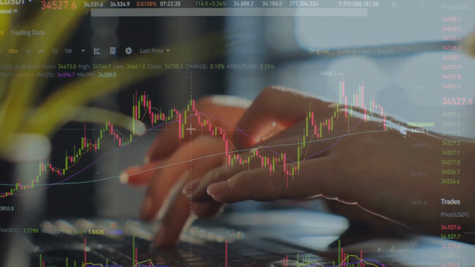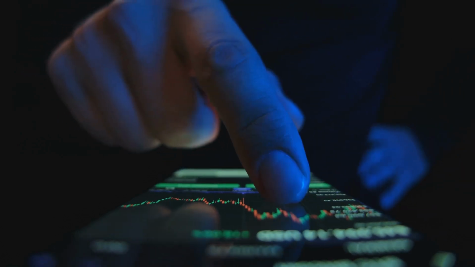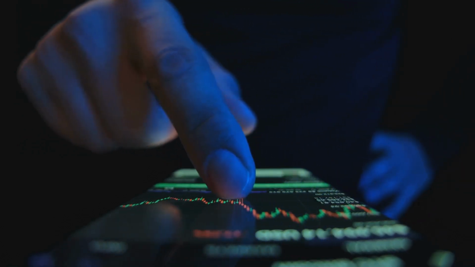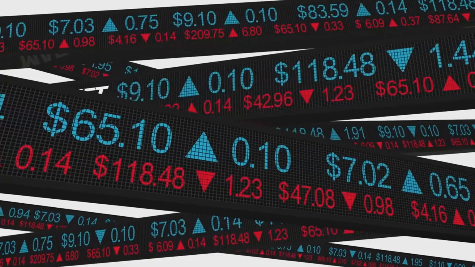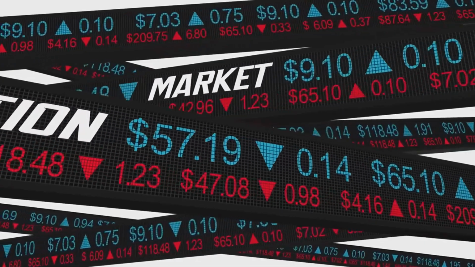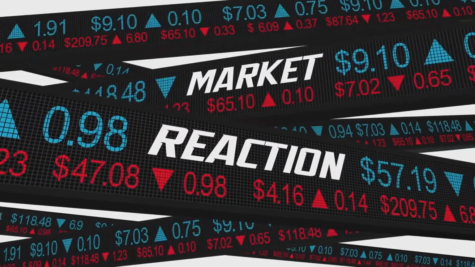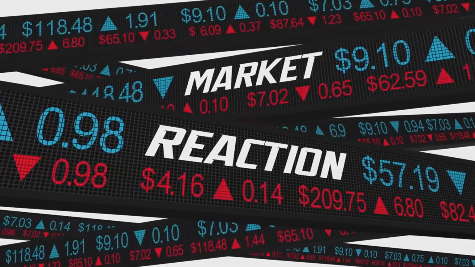The efficient markets hypothesis suggests that asset prices reflect all publicly available information, making it tough to consistently beat the market. But market irrationality shows us that investor psychology and speculative bubbles can cause significant price fluctuations.